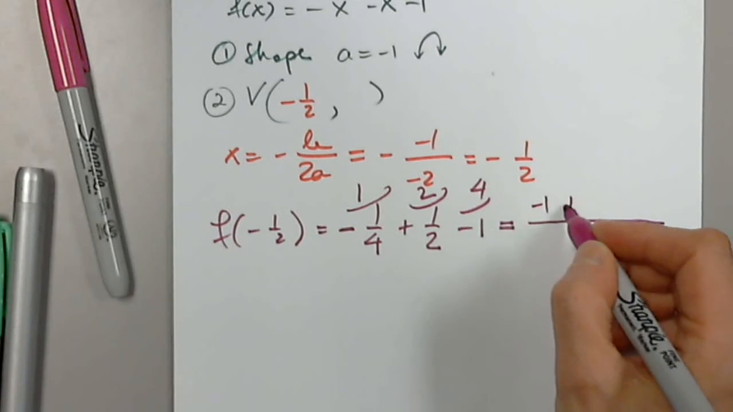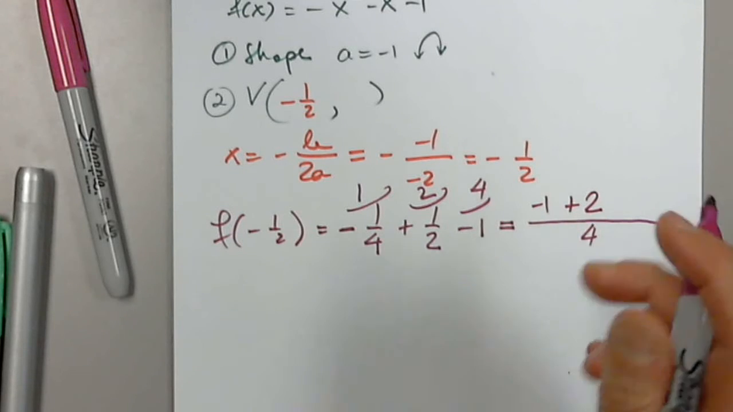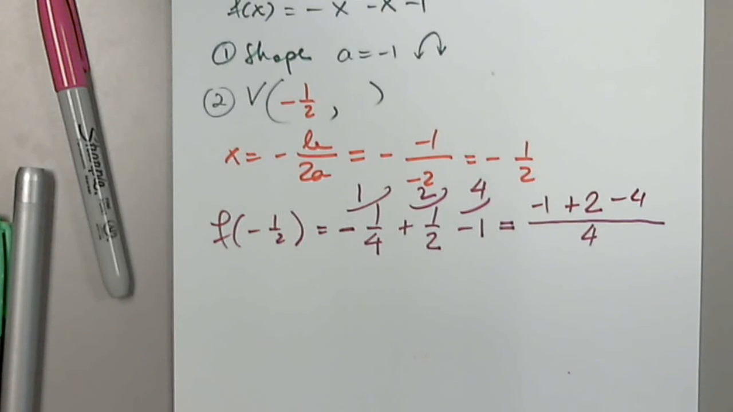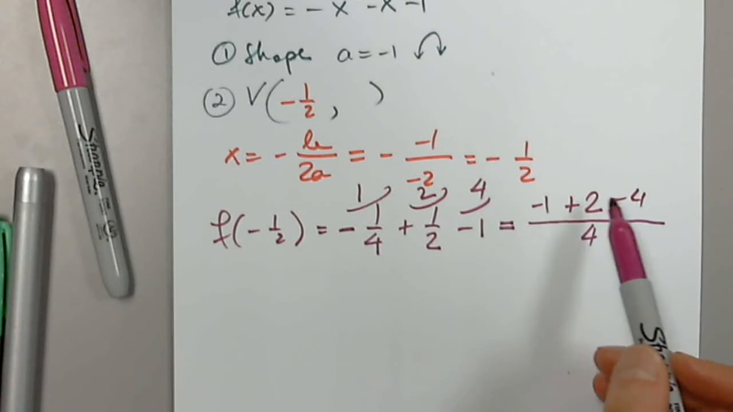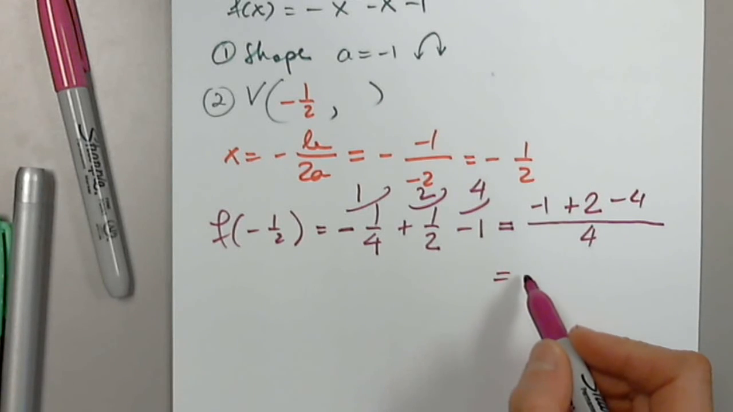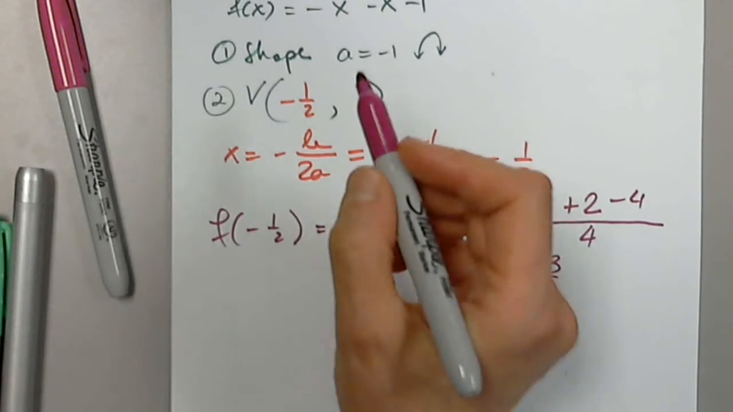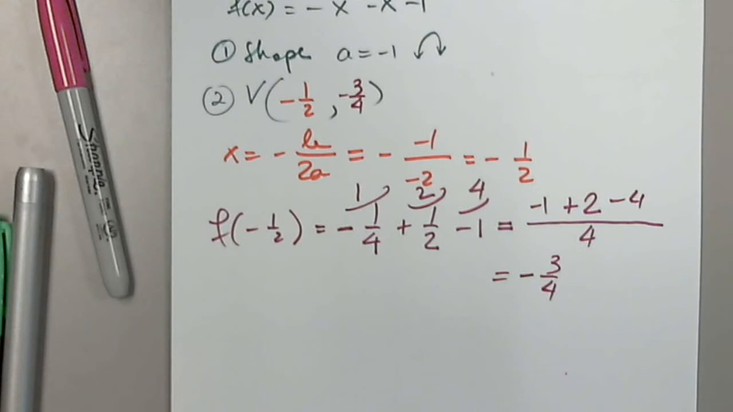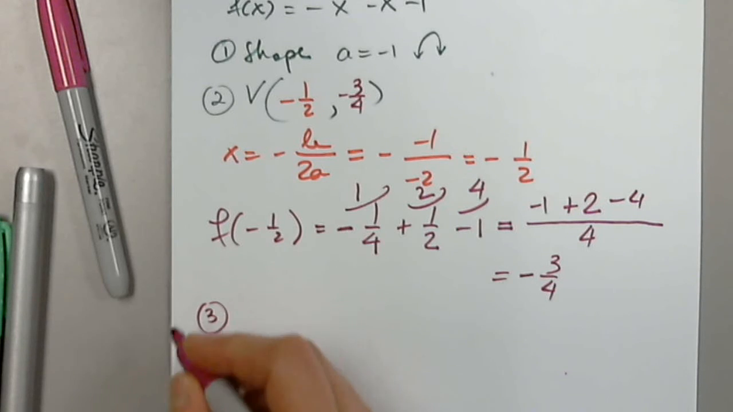-1. Correct. +2. Perfect. -4. Do you all agree with -1 + 2 - 4? No, you're not. So -4 and -1, -5 + 2. -3/4. Is this okay so far? Good. Number 3.